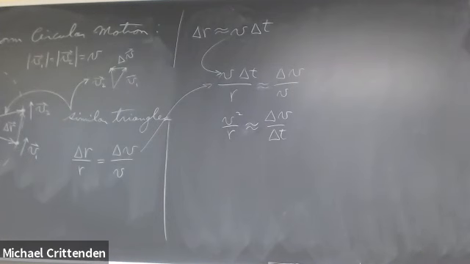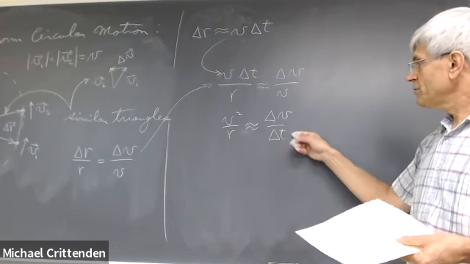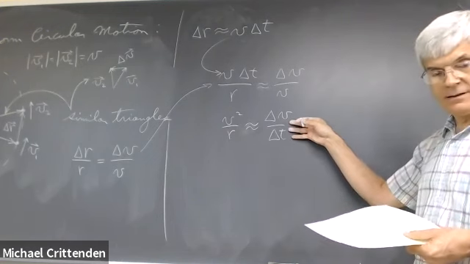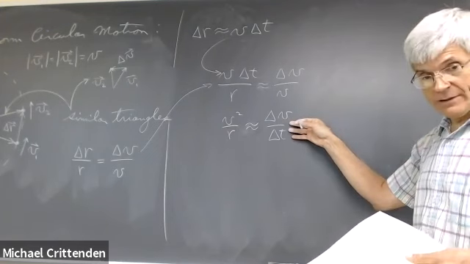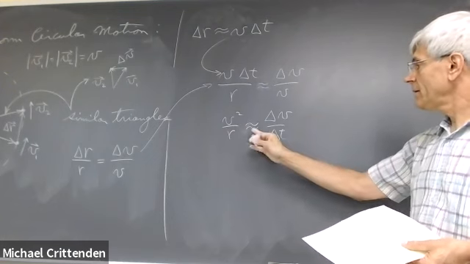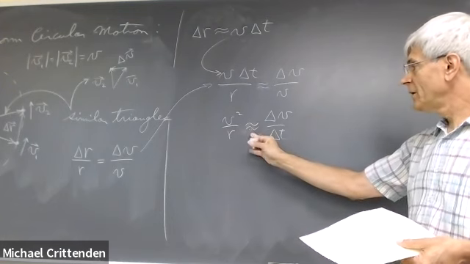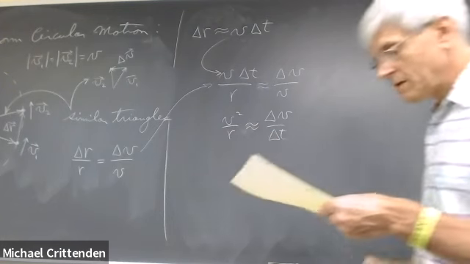So then you take the limit where delta t approaches 0. As delta t approaches 0, this to the right of the approximately equals becomes the acceleration. And as delta t approaches 0, approximately equals will become equals.